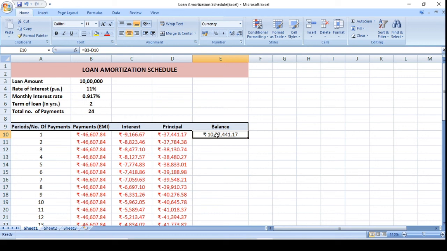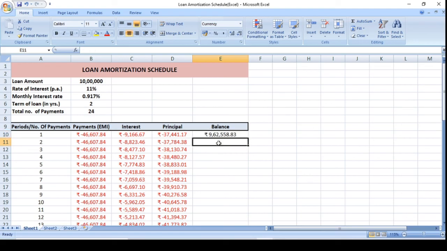So if you want to do so, then in this case you have to make some changes in the formula, and I am making the changes in the formula bar. So I am pressing the plus sign here so that we can deduct: 10 lakhs minus 37,441.17, because this figure is negative. So the amount unpaid will be this.